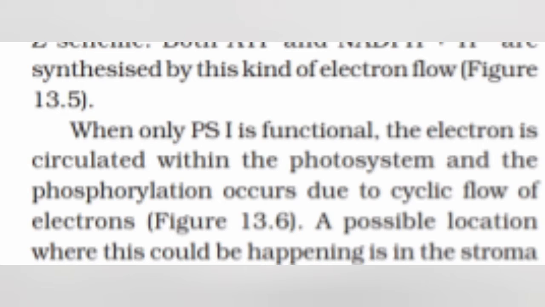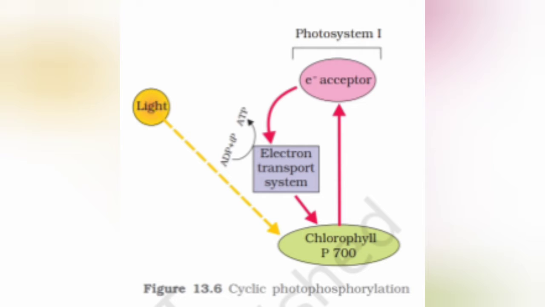When only PS1 is functional, the electron is circulated within the photosystem and phosphorylation occurs due to cyclic flow of electrons, as seen in figure 13.6. See how the sunlight excites the electrons from PS1 and they are received by the electron acceptor, then pass to the ETS, electron transport system, and go back to PS1. This forms a cyclic process in which electrons reach the same destination from where they were released, thereby forming ATP. This is known as cyclic photophosphorylation.